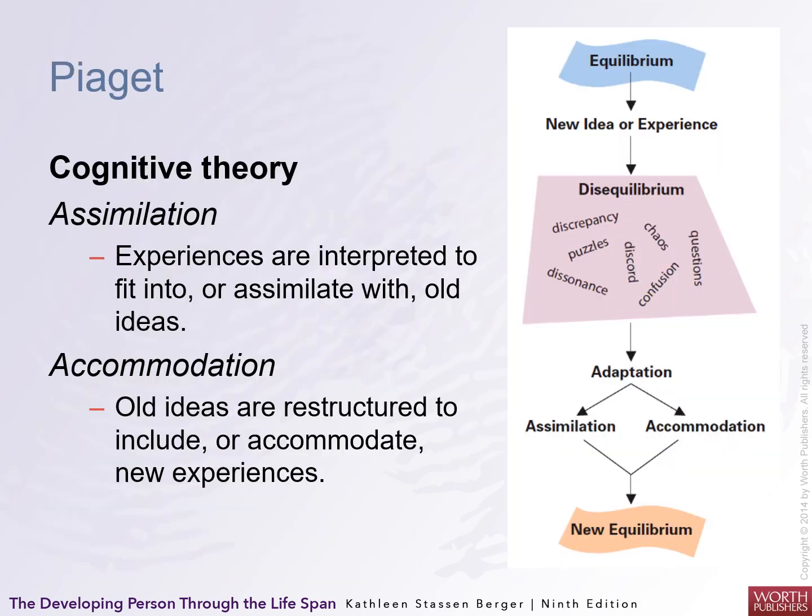It happens through a process of assimilation and accommodation. So assimilation is taking experiences and interpreting them to fit into, or assimilate with, your old ideas. And when you do that, you accommodate, you modify or restructure the old idea to include the new experience. Sort of like an upward spiral.